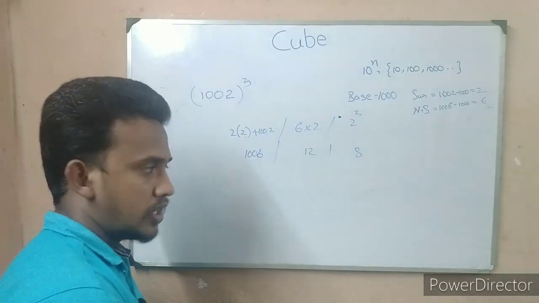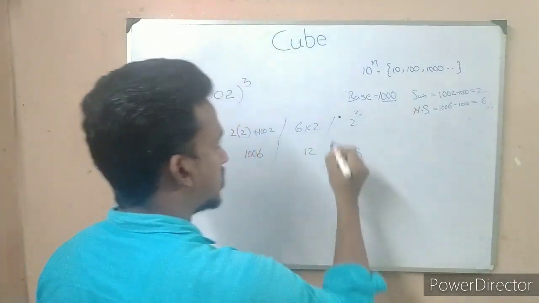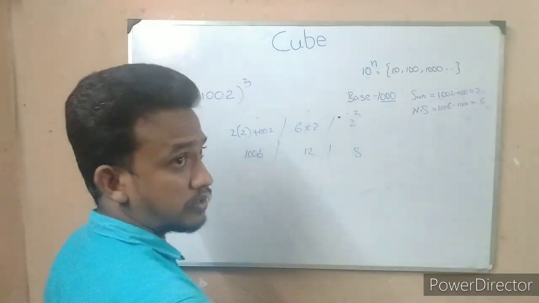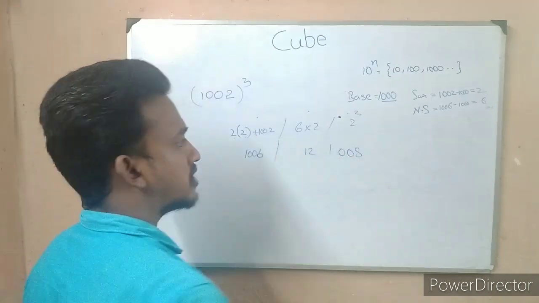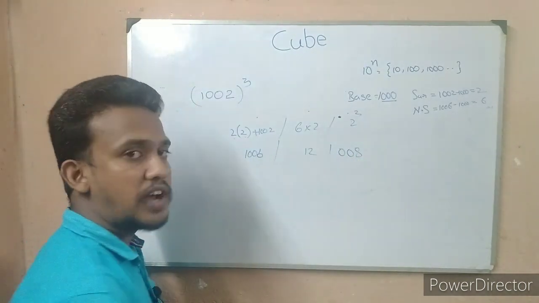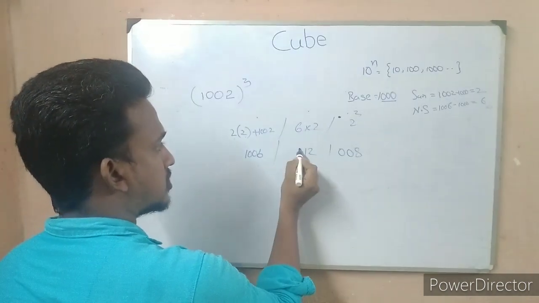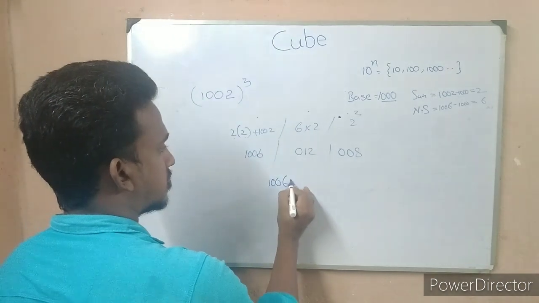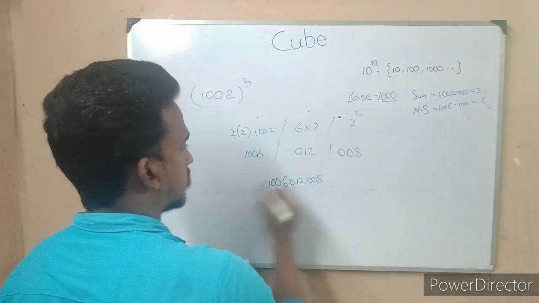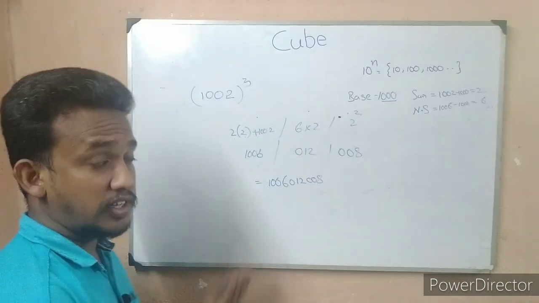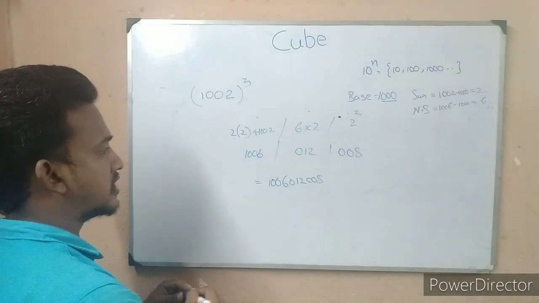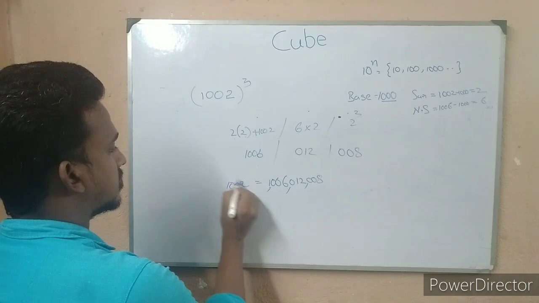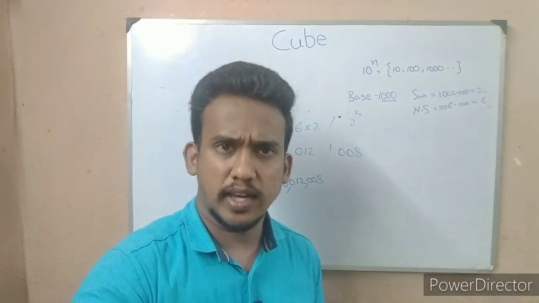Nothing but 8. But we should have 3 digits in every set, right? We are only having one digit here, so for that we place 2 zeros, which doesn't change the value of 8. Here also we have only 2 digits, so we need to place a 0 here. Now this is the cube value for this bigger number. Look at this, it has become very easy to calculate the cube of a number, right?